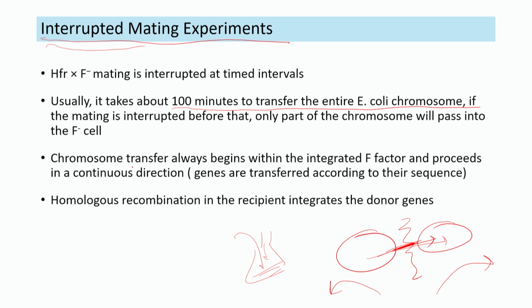So chromosomal transfer always begins within the integrated F factor and proceeds in a continuous direction. See, this point is important, and that is why it is being written multiple times, right? And what happens is that when the fragment of DNA is transferred from one bacteria to another, it has to be integrated. A linear DNA cannot survive in bacteria for too long. So to become part of the bacterial genome, it has to undergo recombination with the chromosomal DNA.